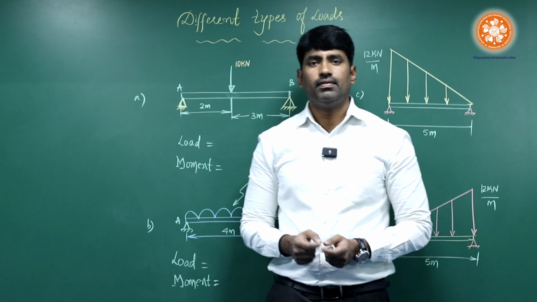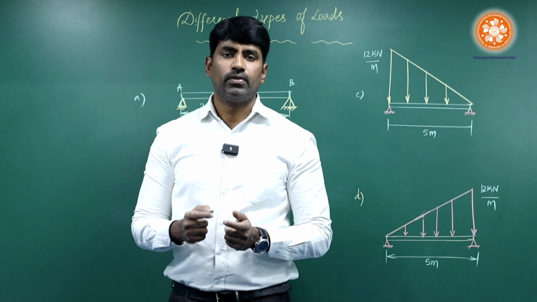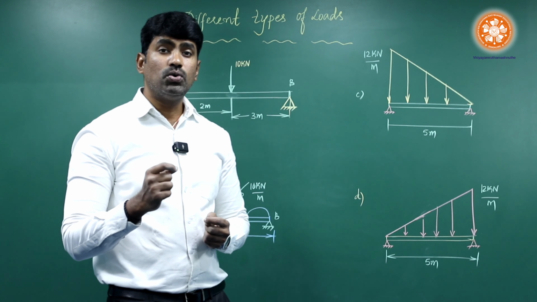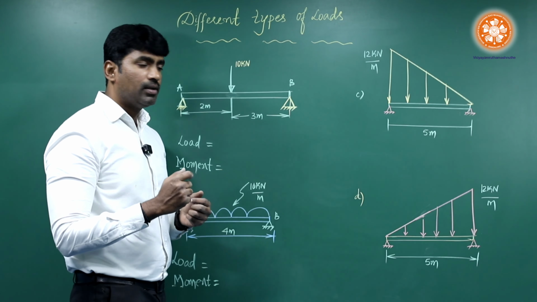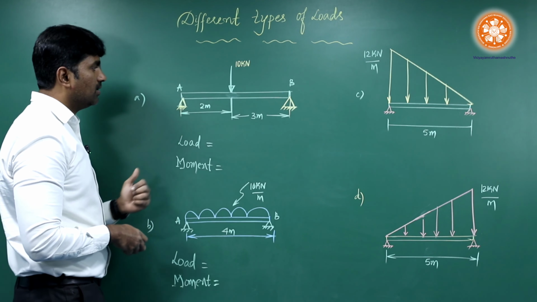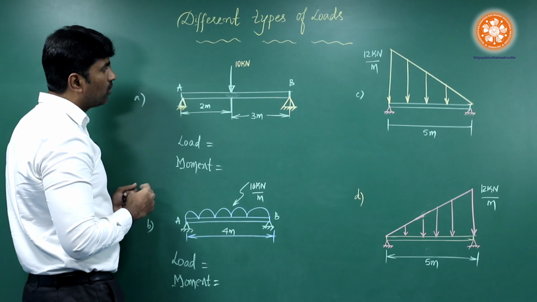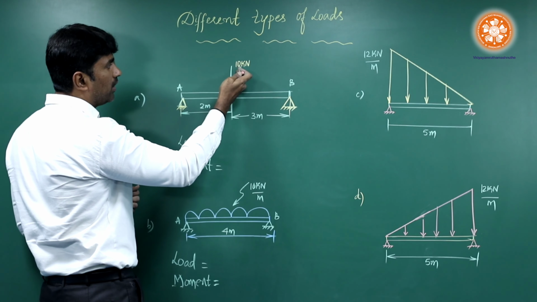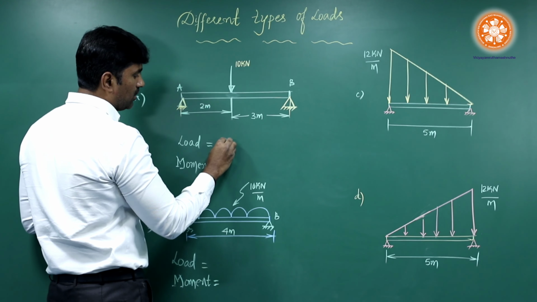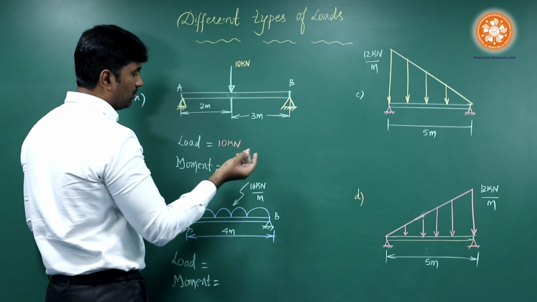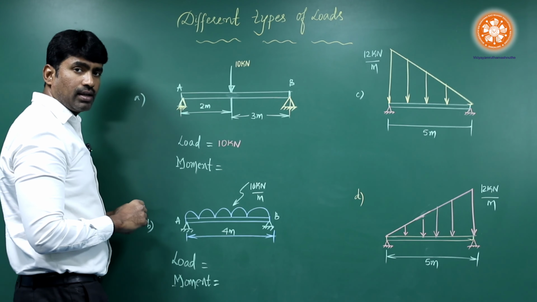Dear students, I have taken a few examples from which you need to understand how to analyze the loads and the moments. The first example is a beam with a point load. How to take a load if it is a point load? Whatever the value given, directly you take as a load. Quite simple. Next, how to calculate the moment?